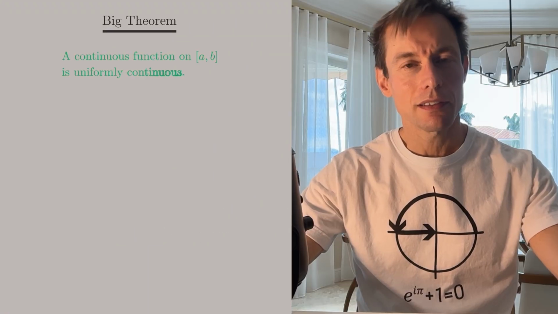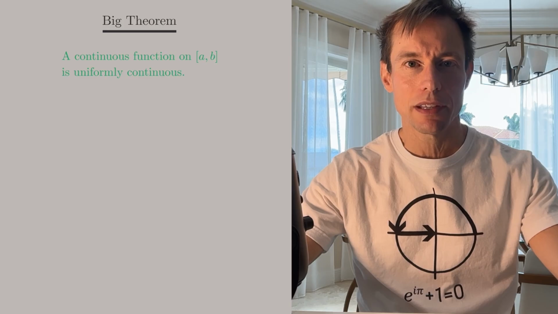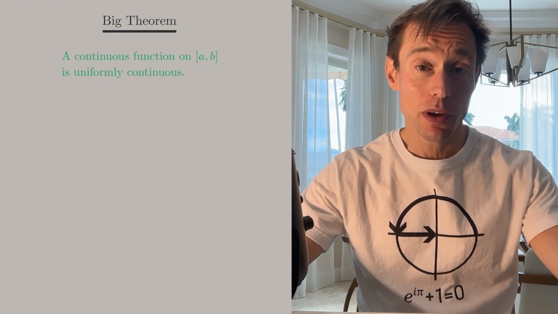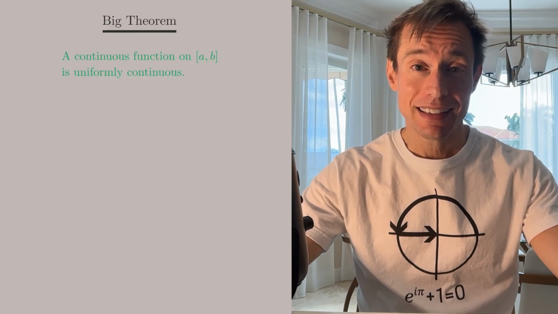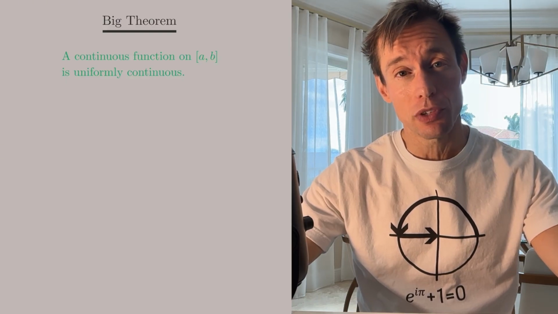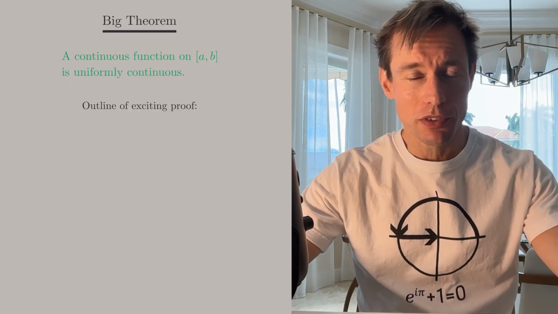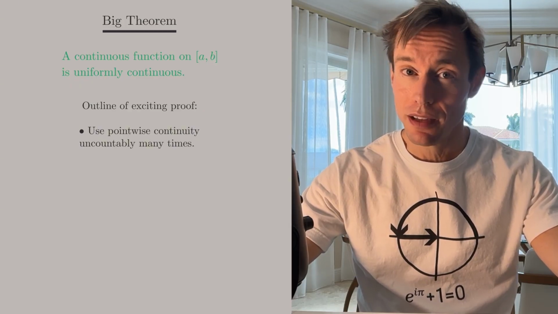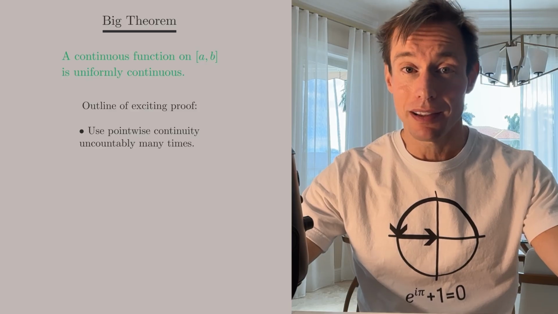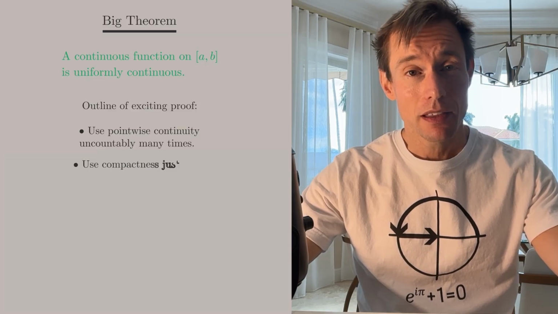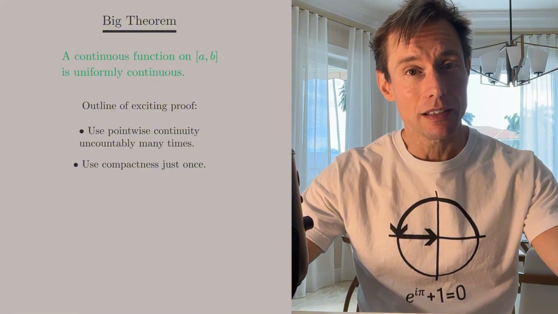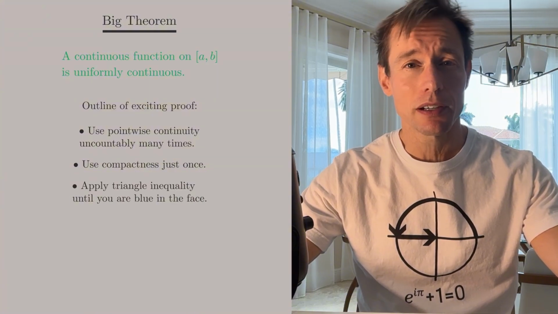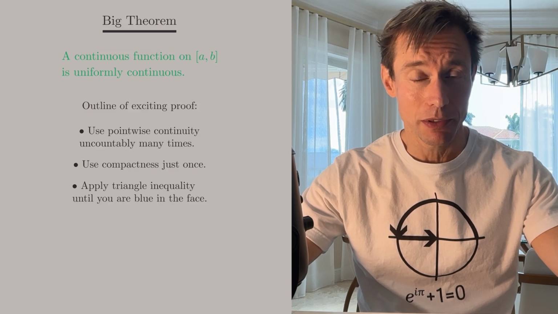Now the big result is that a continuous function on a closed bounded interval is necessarily uniformly continuous. Now you can skip this proof if you want, but I'd encourage you to follow along. It ties together some really important ideas from real analysis. So just to preview the excitement, first we will apply the definition of regular old continuity, not just once, not twice, but uncountably many times. Then we will use compactness in a subtle but critically important way. And oh yeah, we'll then use the triangle inequality about 50 or 100 times.